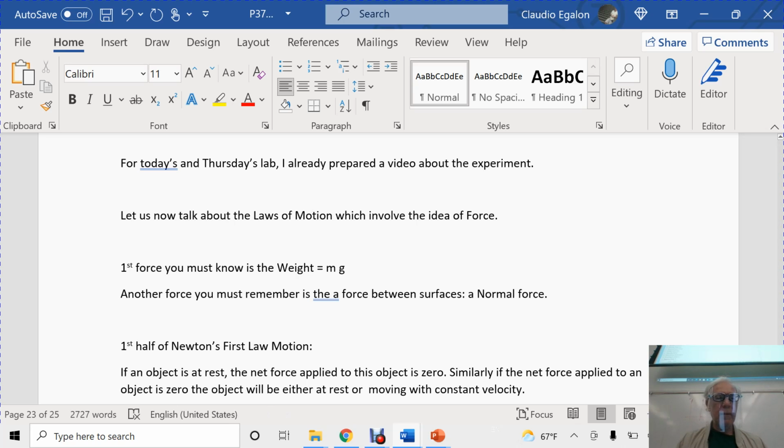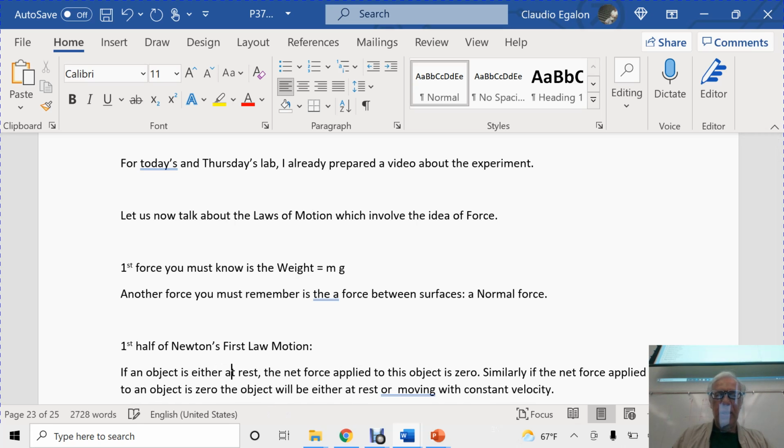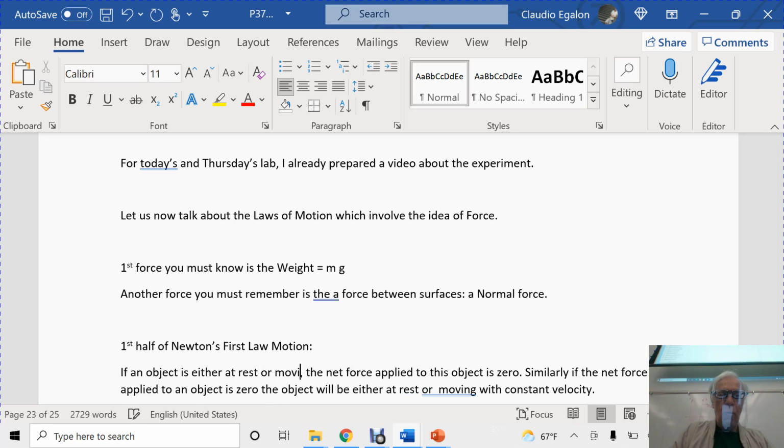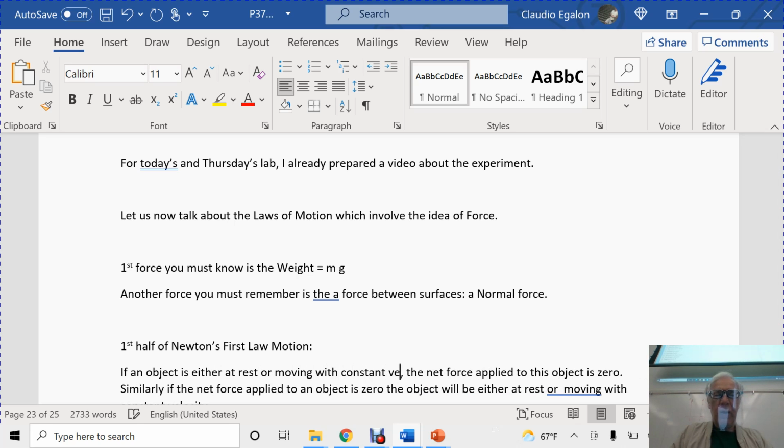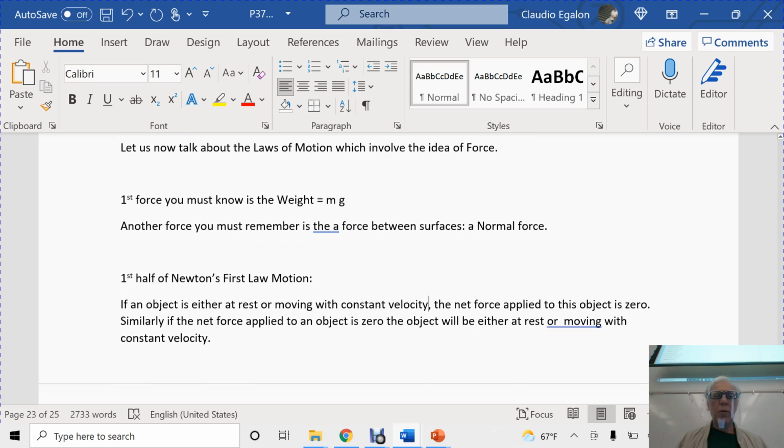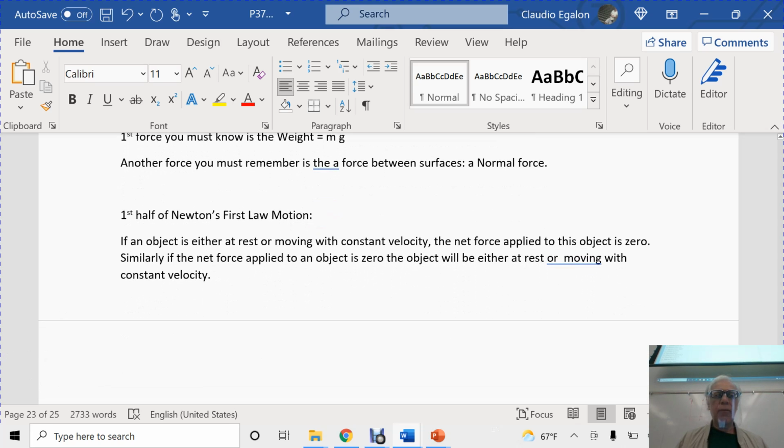So if an object is either at rest or moving with constant velocity, the net force applied to this object is 0. But it works the other way as well. If the net force applied to the object is 0, then the object is either at rest or moving with constant velocity. Can you memorize that? That's something that cannot be proven mathematically.